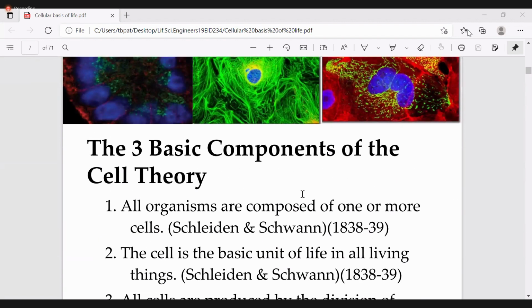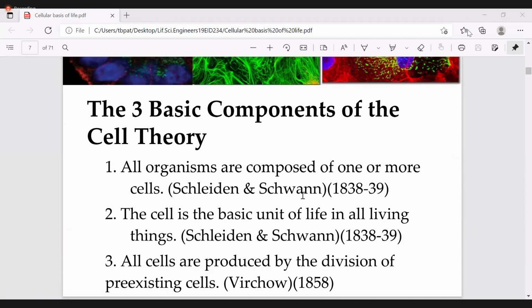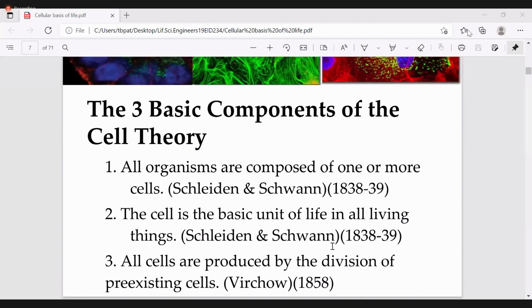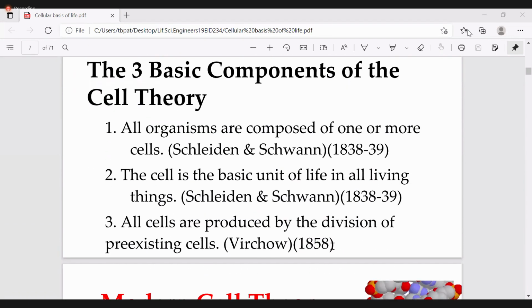Definitely, these three points were already discussed. The organisms are composed of one or more cells. The cell is the basic unit of life, of living things, and all cells are produced by the division of pre-existing cells. This is the fundamentals, the basic points of the cell theory.